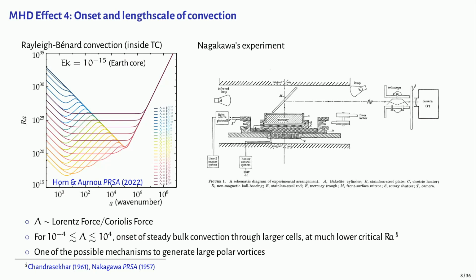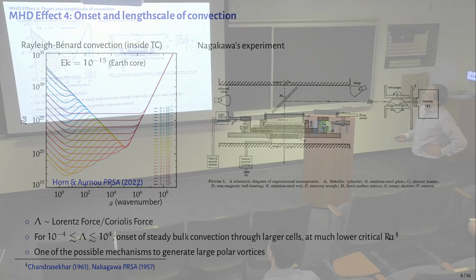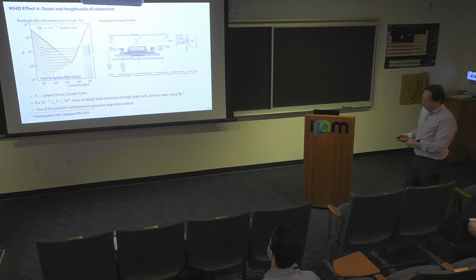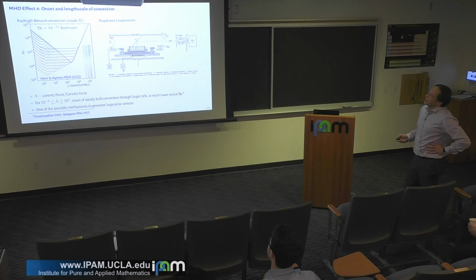So this is a stability diagram for the onset of convection in a Rayleigh-Bénard configuration. So hot here, cold here, and some nice liquid metal in between. This is a picture of Nakagawa's experiment in 1957. You can see that there is a minimum. So that line here is what you get without magnetic field, and this is for rotation of the order of the Earth. So you can see here that without magnetic field, there is a minimum critical Rayleigh number for a given wave number.